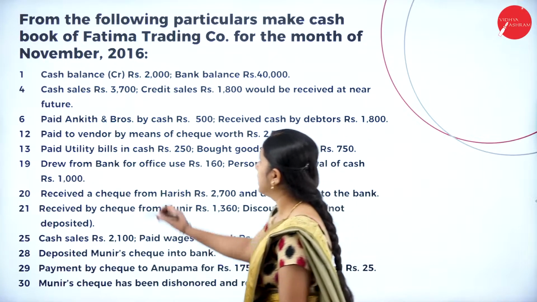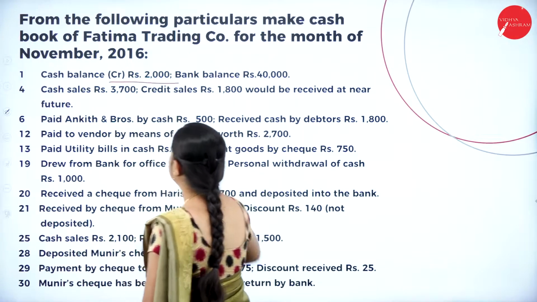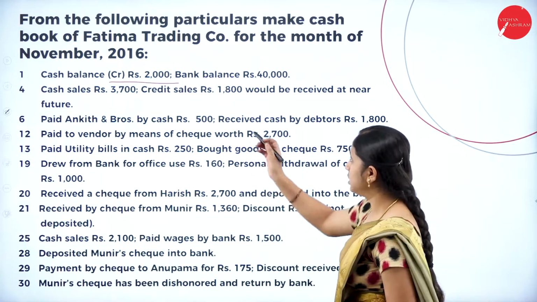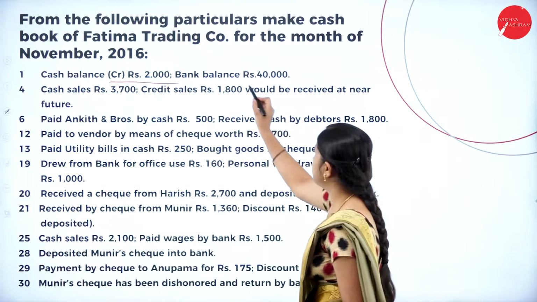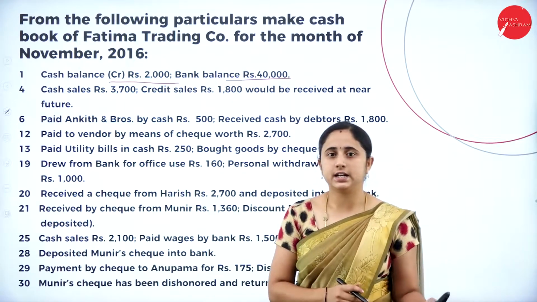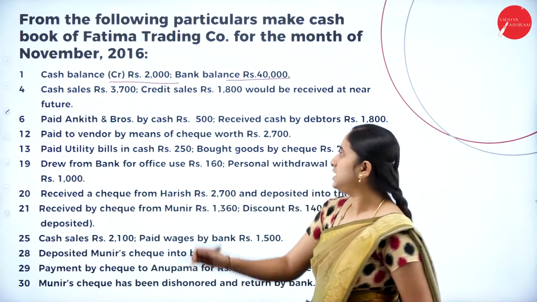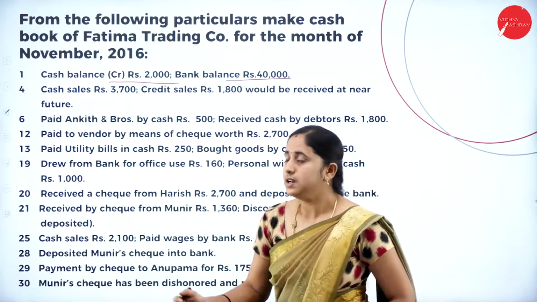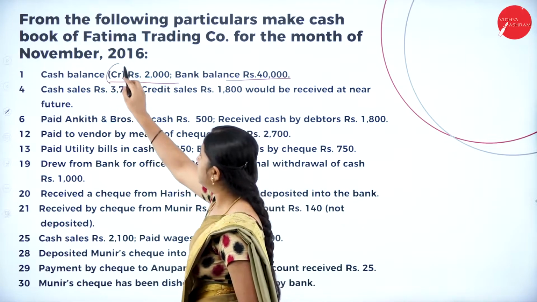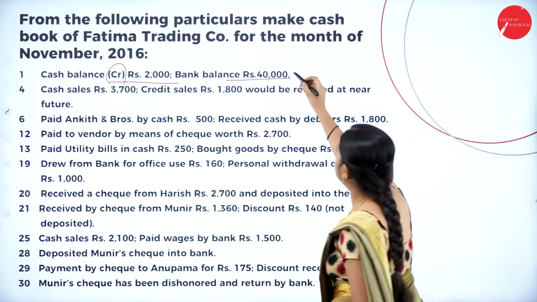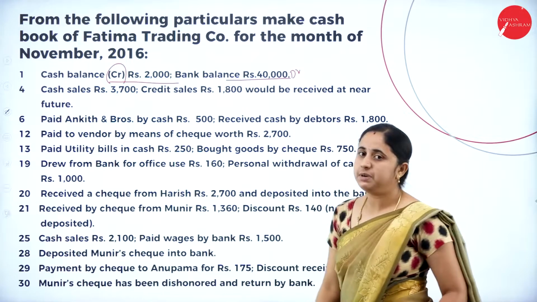Cash balance credit. Here cash balance shows credit side, that means credit balance 2000 and bank balance 40,000. Here for this bank balance they have not mentioned either credit balance or debit balance. Usually cash and bank balance will be considered a debit balance, but here for cash particularly they have mentioned credit, so we consider it as a credit side, and this by default will be considered a debit balance.